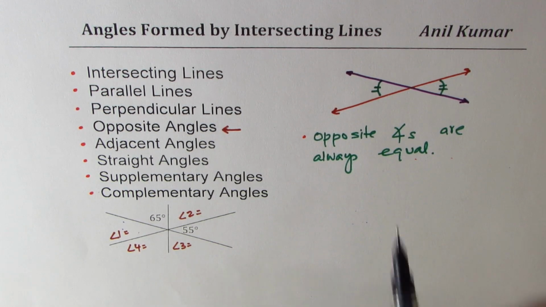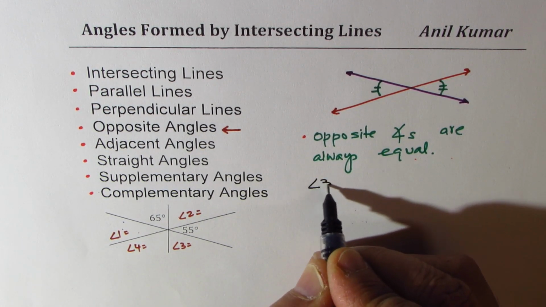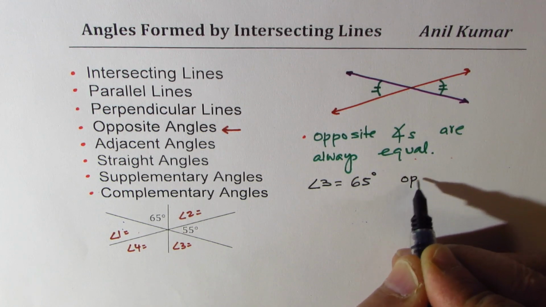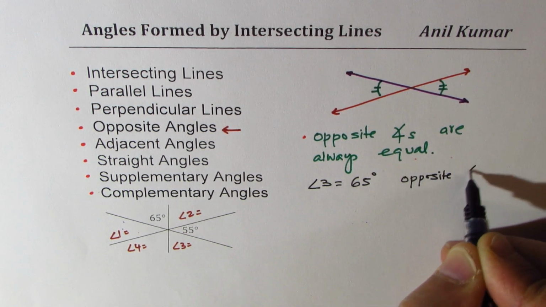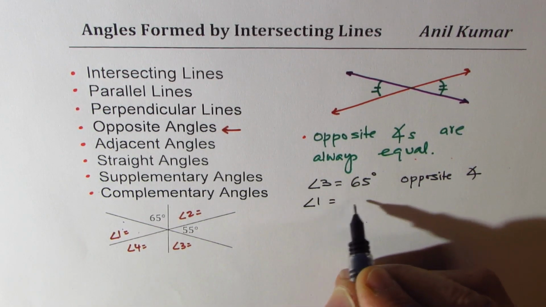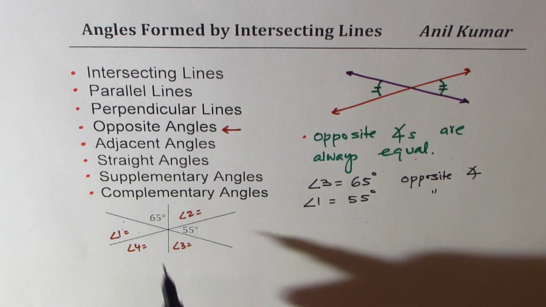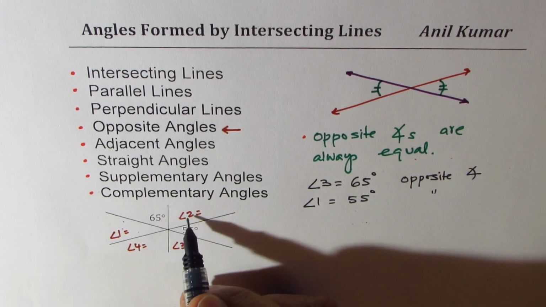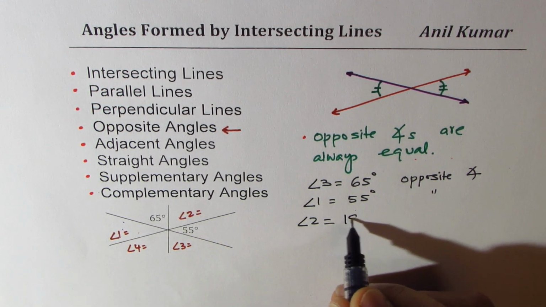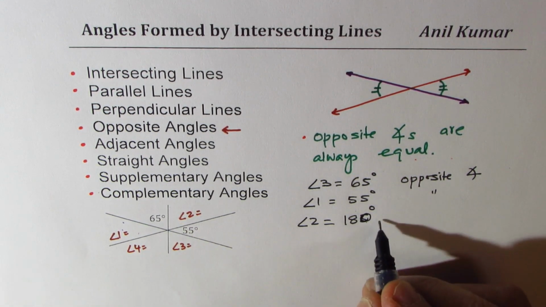So now, taking this into consideration, angle 65 and angle 3. So we have angle 3 should be equal to 65 degrees. This is the opposite angle. Correct? And angle 1 should be equal to 55 degrees since it is also the opposite angle. Correct? So we get that. How do you get angle 2? Angle 2 you'll get by taking away from 180 degrees 65 and 55 degrees.